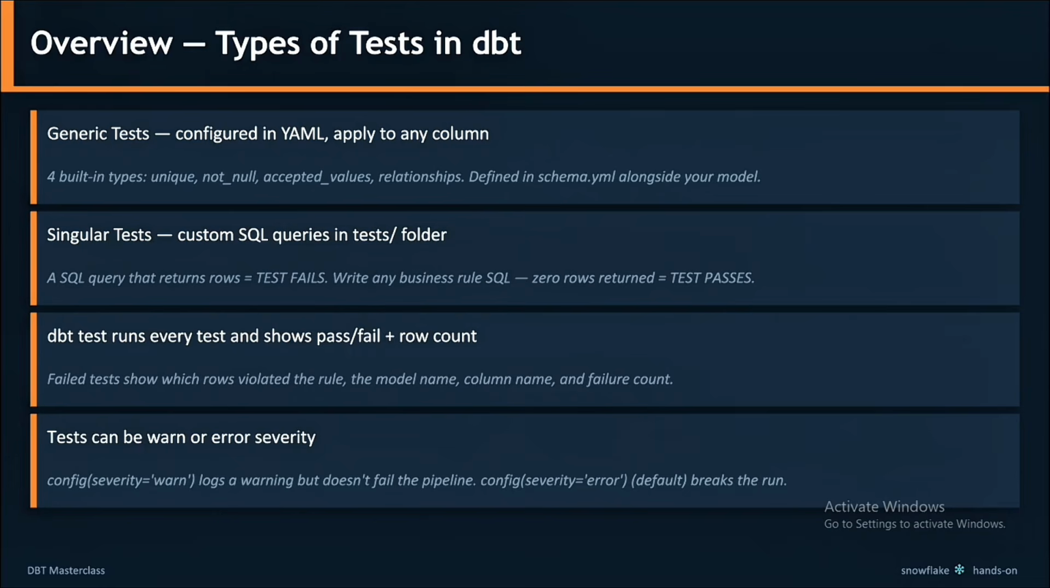These are configured in a YAML file, specifically in your schema.yaml alongside your DBT models. DBT comes with four built-in generic tests: unique, not null, accepted values, and relationships. You just declare them in your YAML, and DBT generates the test SQL automatically and runs it. You don't need to write any SQL yourself for this. They cover the most common data quality checks.